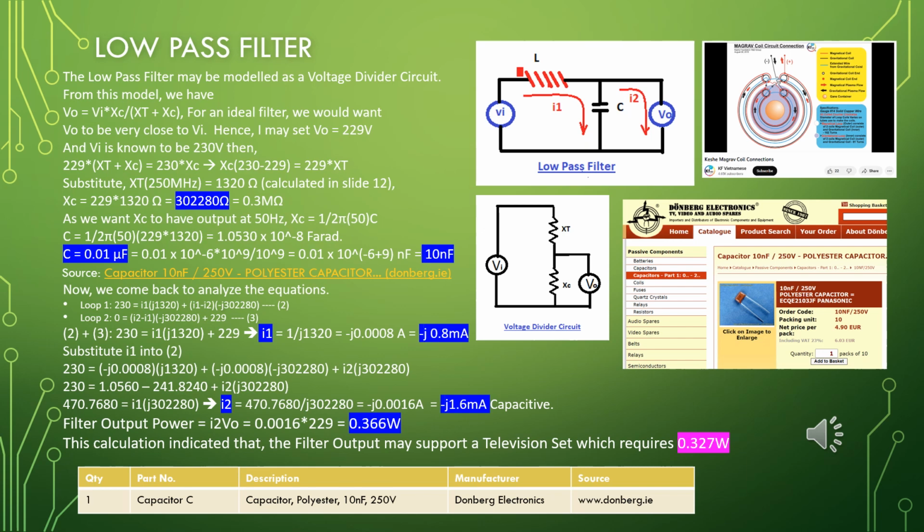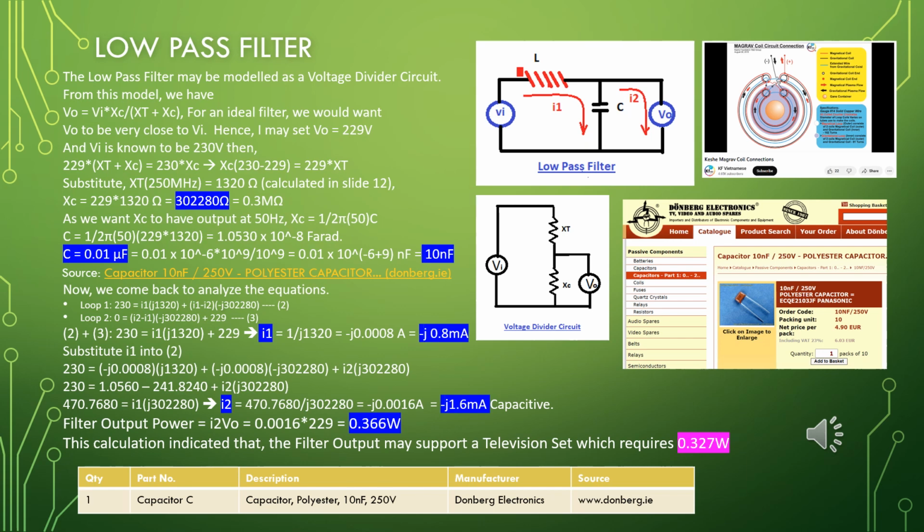Source: capacitor 10 nanofarad, 250 volt, polyester capacitor, Donberg.ie. Now we come back to analyze the equations. Loop 1: 230 equal to I1 times j1320 plus I1 minus I2 times minus j 302,280, equation 2. Loop 2: 0 equal to I2 minus I1 times minus j 302,280 plus 229, equation 3.